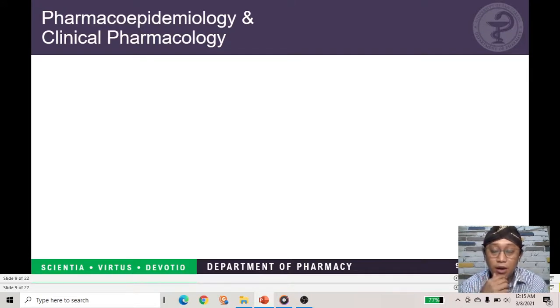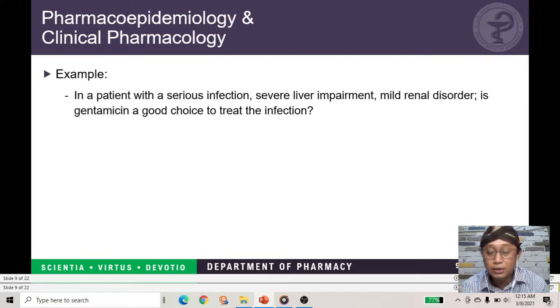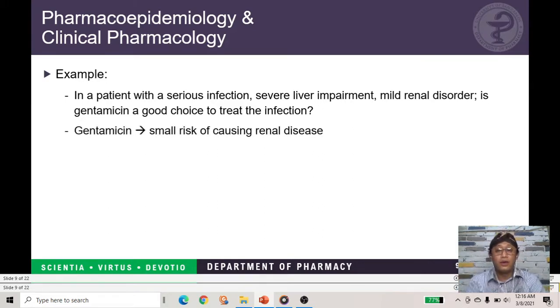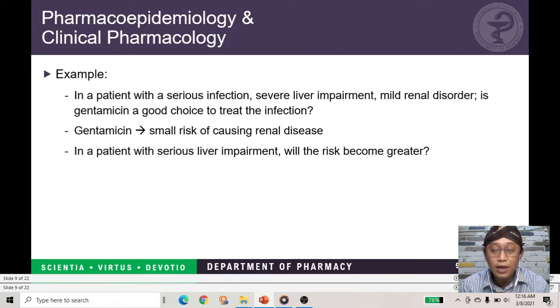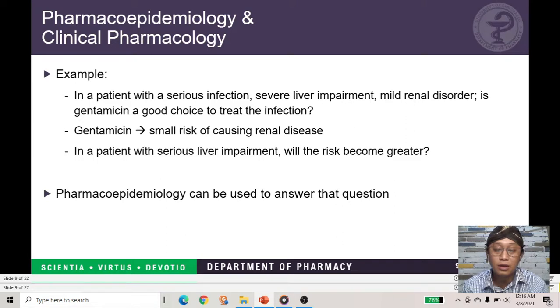So how is the relationship between pharmacoepidemiology and clinical pharmacology? Let's take a look at an example. In a patient with a serious infection and also severe liver impairment and mild renal disorder, there is a question: is gentamicin a good choice to treat the infection? We know that gentamicin may cause a small risk of renal disease. So in this patient that has a serious liver impairment, will the risk become greater? In this case, pharmacoepidemiology can help clinical pharmacology.